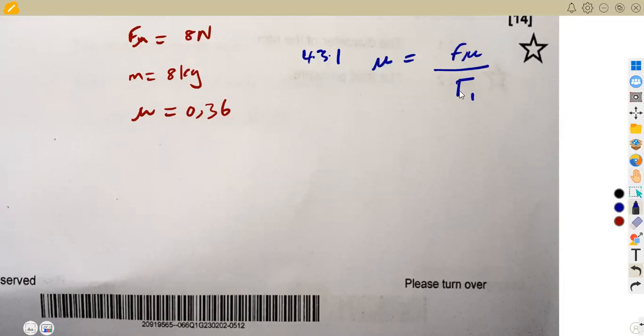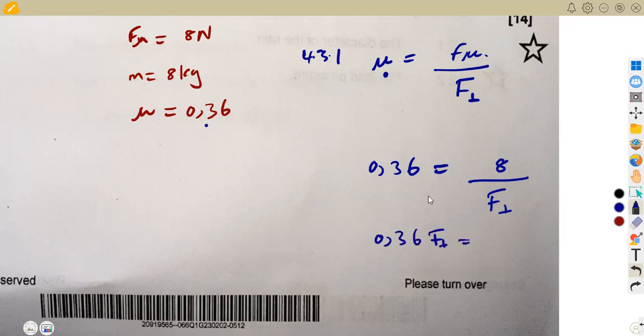The perpendicular force, which is taken from our normal reaction in this case. So that's it. We can use that formula because here we need the perpendicular force, and we have the coefficient of friction of 0.36, and we have the frictional force of 8 over the perpendicular component, or the normal reaction. So cross multiply: 0.36 times the perpendicular force is equal to 1 times 8, which is 8.